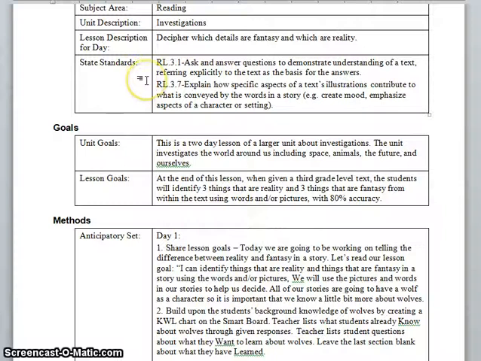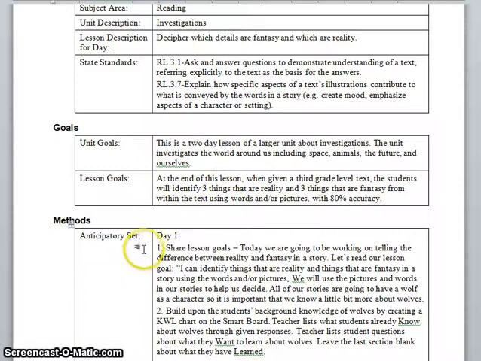It looks at having the students answer the questions, whether it's reality or fantasy, and students have to use the text illustrations and the words in the story to help them decide. Also, it investigates more information, like I said earlier, about wolves, as well as their understanding of reality and fantasy.